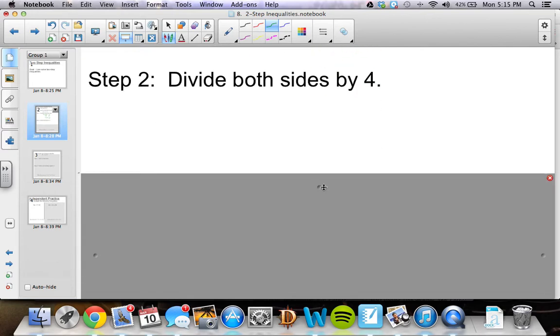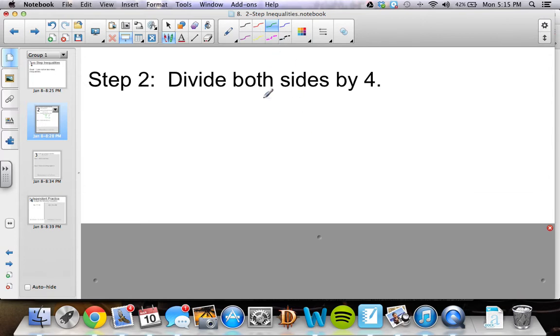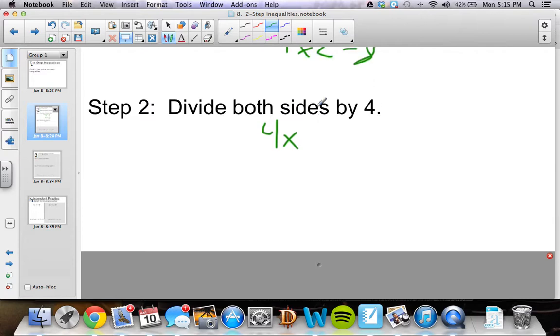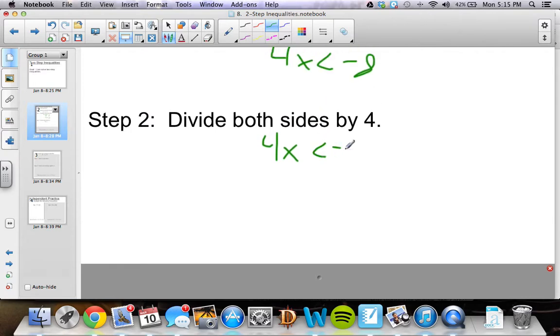Now we have 4 times some number is less than -8. The opposite of multiplication is going to be division, so we're going to divide by 4. And we'll be left with x is less than -2. That means every number that's less than -2 will make that original statement true.